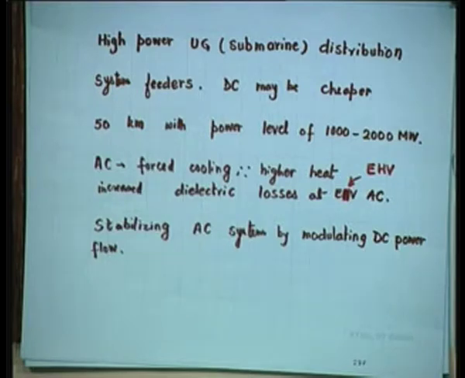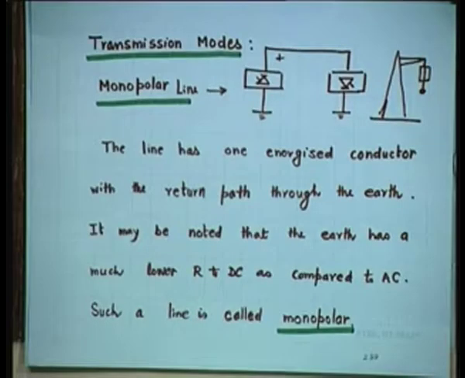Now, stabilizing the AC system by modulating DC power flow is also possible. So, it has a stabilizing effect as well. So, these are the various advantages of having a high voltage direct current, HVDC, system. Now, what are the different transmission modes?